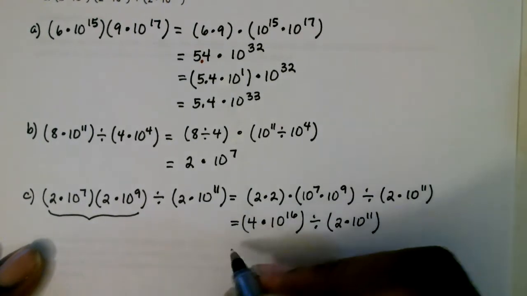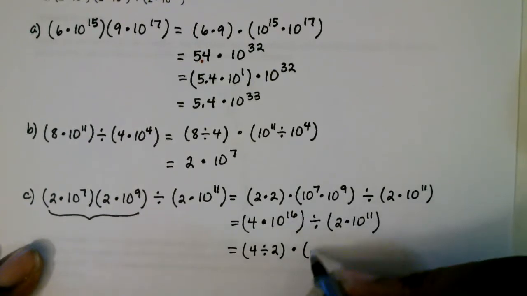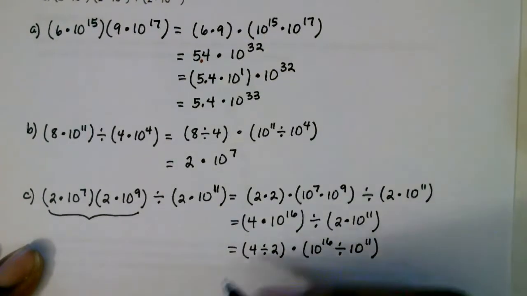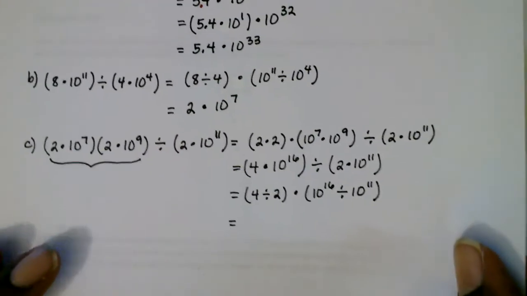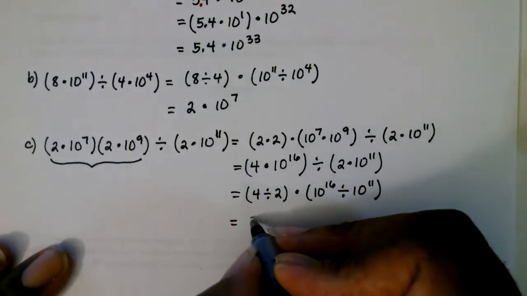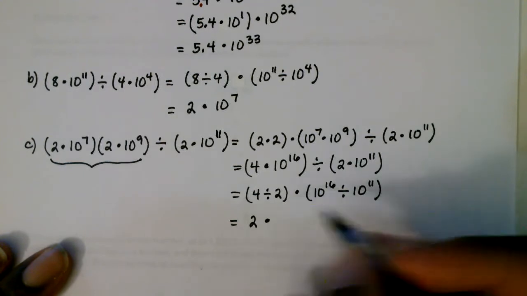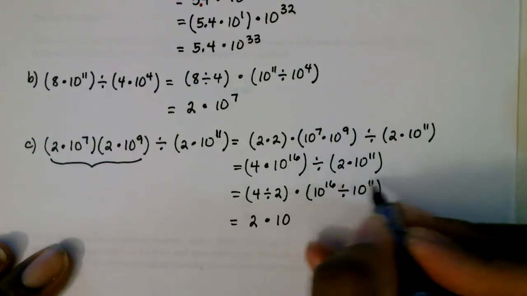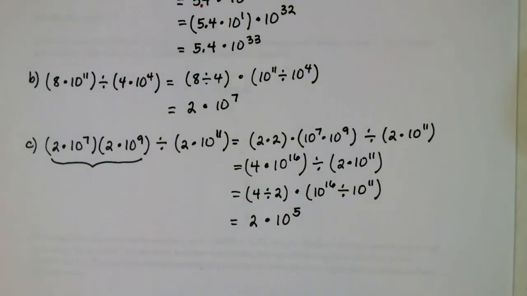Now let's focus on the division. Let's do 4 divided by 2, and then times 10 to the 16th divided by 10 to the 11th. In this case, 4 divided by 2 will be 2 times 10 to the 16th divided by 10 to the 11th. We're dividing powers of the same base, so we bring down the base of 10, subtract 16 minus 11, and that will be 5. So we'll end up with 2 times 10 to the 5th power as our final answer.